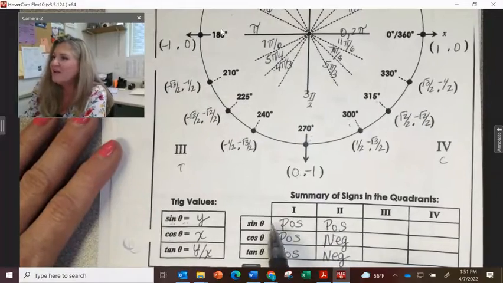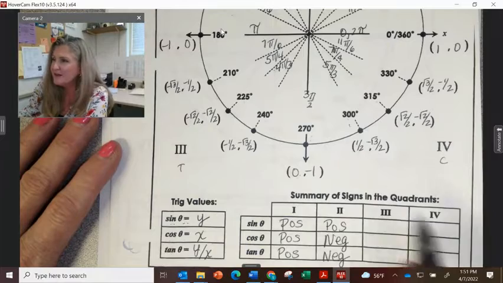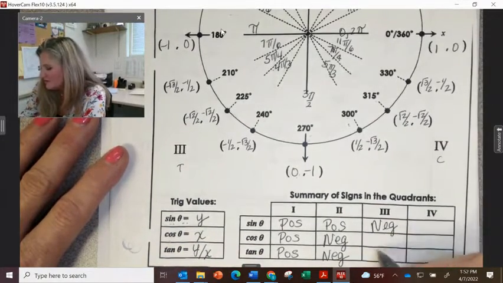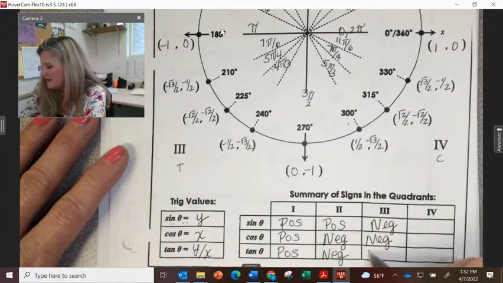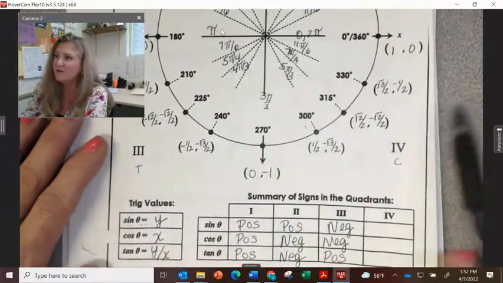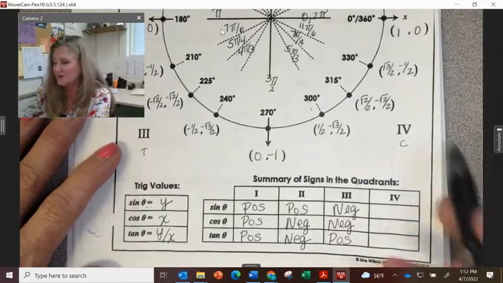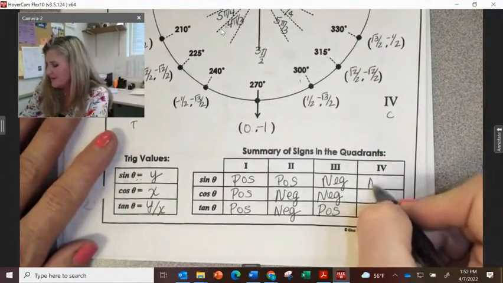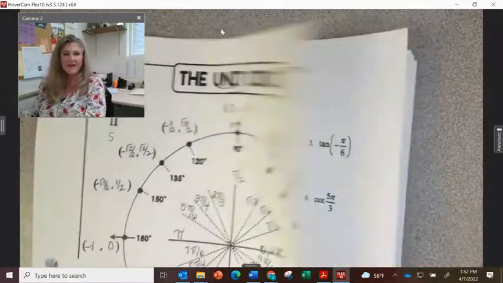Some people like it. Okay, what about in quadrant 3? Is sine positive or negative? Negative, because the only thing that's positive is tangent. So sine is negative, cosine is negative, and tangent, when we have a negative divided by a negative, is a positive. And finally, quadrant 4. Look, guys, everything has to have 2 positives and 2 negatives. If you get this far, you should know what it is without even looking up here or thinking. What's sine? Negative. What's cosine? What's tangent?